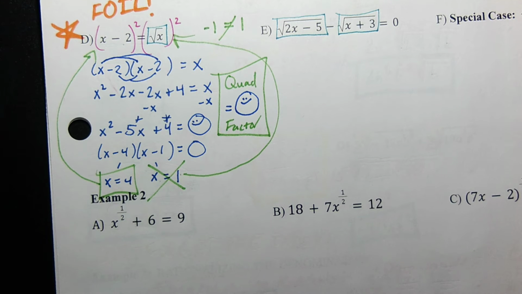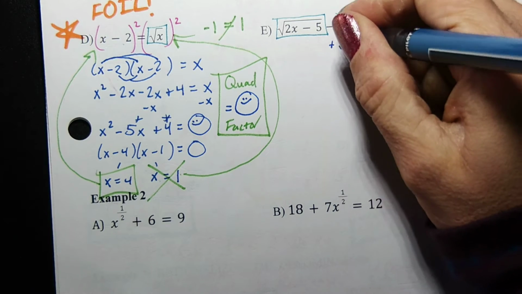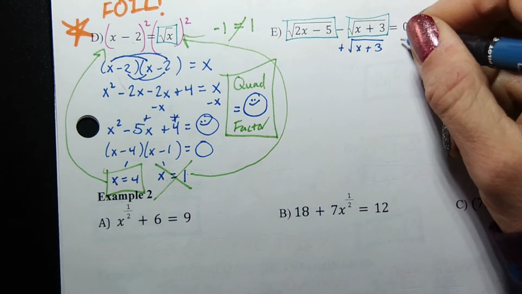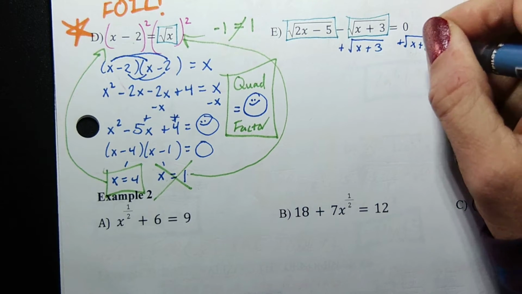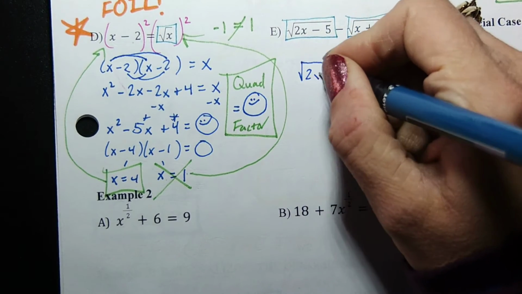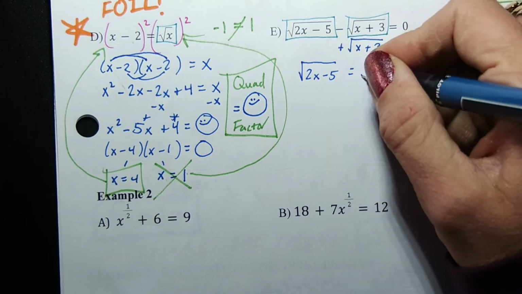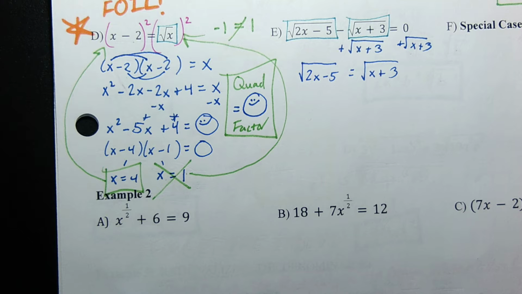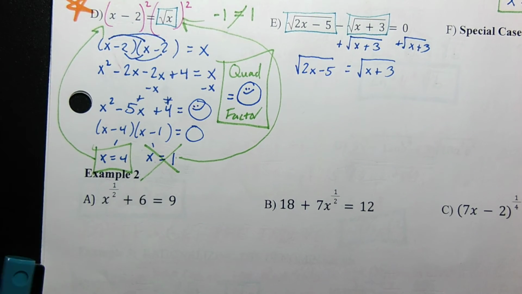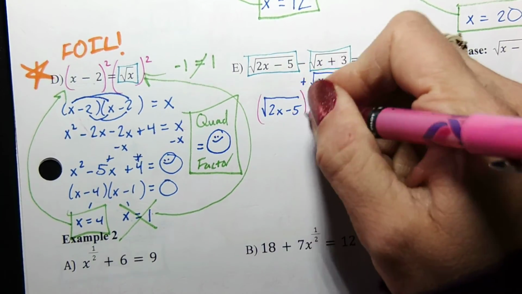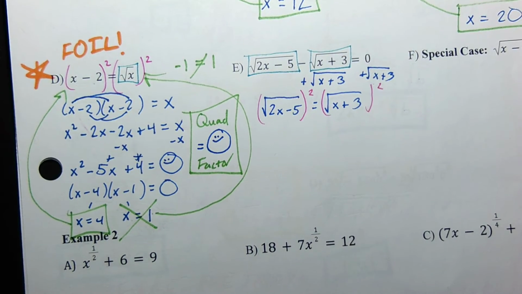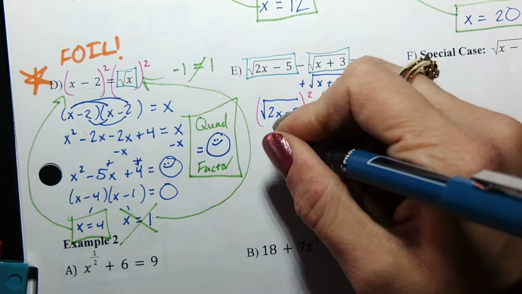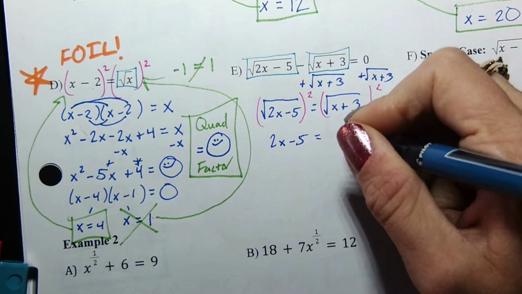So what we're going to do instead is add this radical over to the other side. So we get square root of 2x minus 5 equals square root of x plus 3. So now we have a square root on the left and a square root on the right, and they are both isolated. So we can just square both sides and obliterate both square roots. So 2x minus 5 equals x plus 3.